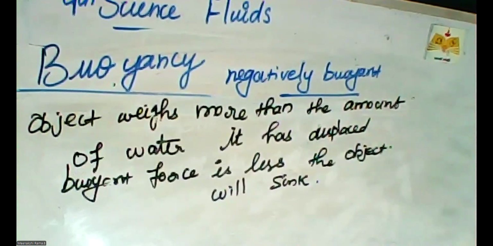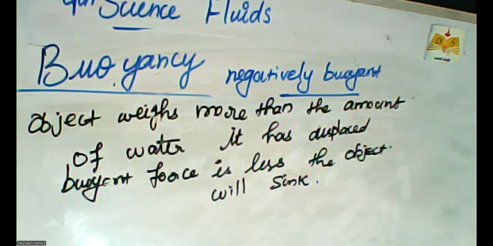Salt water provides more buoyant force than fresh water. This is one important question, an important detail. Salt water provides more buoyant force than fresh water because buoyant force depends on the density of the fluid and the volume displaced. Please note this concept in your notebook.